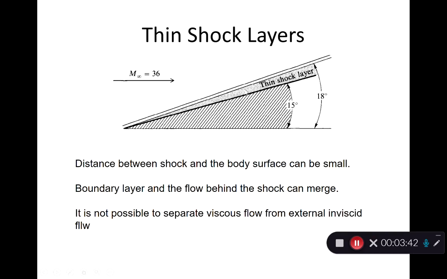Very high temperature, highly slowed flow, boundary layer, and the inviscid flow behind the shock wave kind of merge. It's very hard to separate where the viscous flow ends and where the inviscid flow begins. Apologies for the typo here. It should be inviscid flow. So our conventional approach we have always used of solving only the inviscid flow and saying that the viscous flow can be handled separately by boundary layer theory may not work when the shock is so close to the body surface. So this is one of the aspects of hypersonic flow.